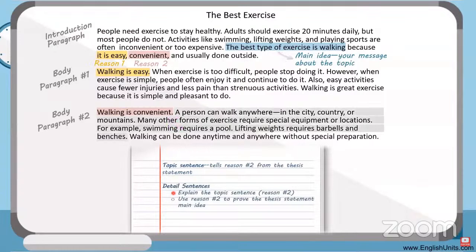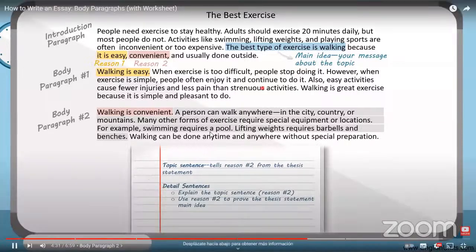A person can walk anywhere, in the city, country, or mountains. Many other forms of exercise require special equipment or locations. For example, swimming requires a pool. Lifting weights requires barbells and benches. So do you see how these detail sentences explain our topic sentence that walking is convenient? And they also use this reason to prove that the thesis statement idea is true, that the best type of exercise is walking, since walking is more convenient than other types of exercises like lifting weights and swimming.